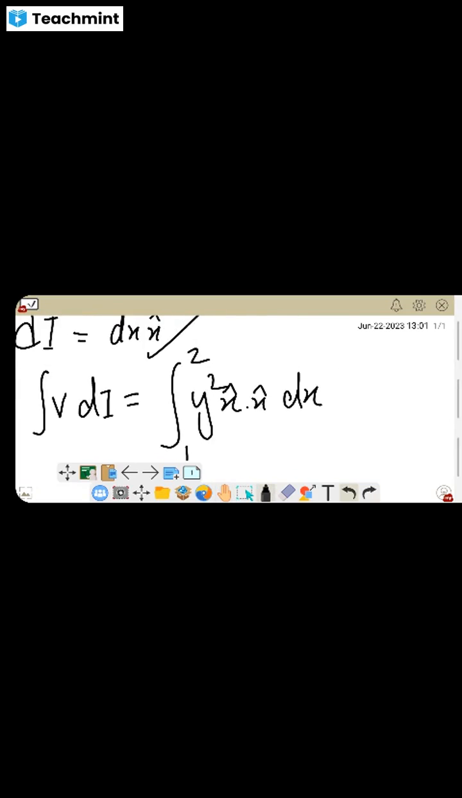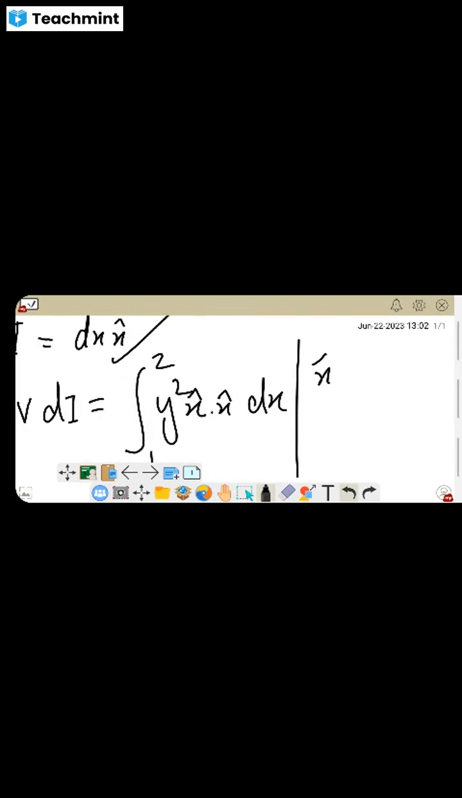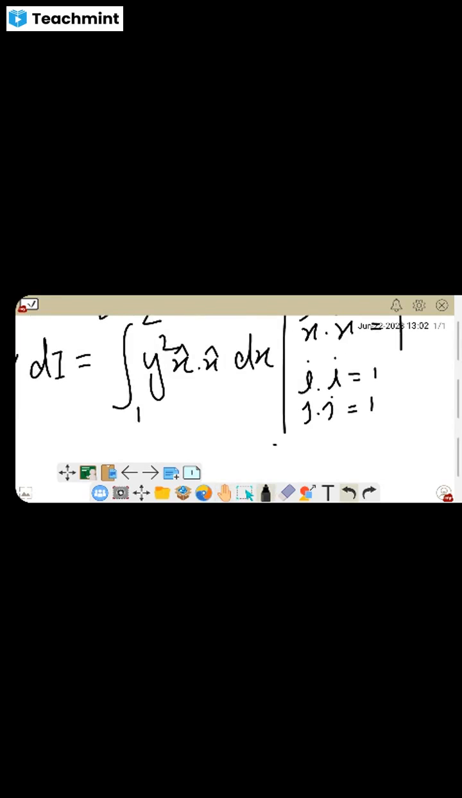Ma'am, I have a doubt. How exactly did we get y square? Oh, y square is the first term. Yes, I understood. And this dot product, I dot I, is equal to 1. And if you multiply I into j, meaning the first term with the second term, then we'll get 0. That is why we take only this term.